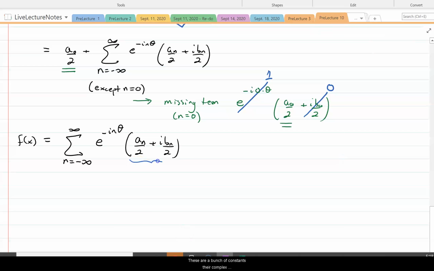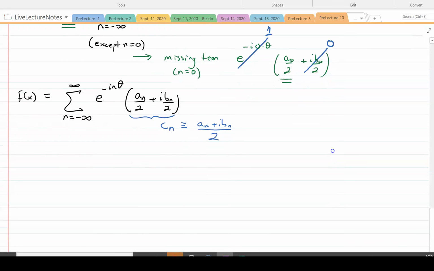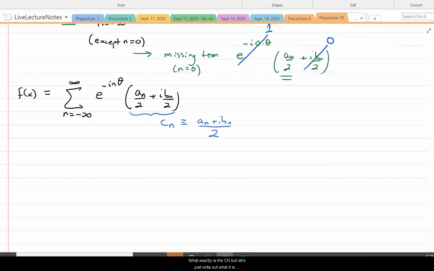These are a bunch of constants. They're complex constants because there's an I sitting there. So the an and the bn are real numbers. So we usually call these Cn. So Cn is defined to be an plus I bn over 2. Okay? What exactly is the Cn? Well, let's just write out what it is. Cn is an plus I bn over 2.